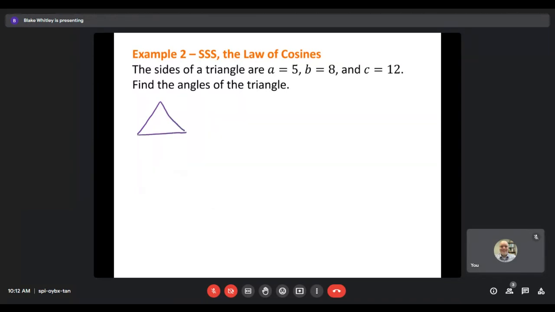And so it really doesn't matter, I'm not drawing this to scale. So we have A, B, and C. Side A should be 5. Side B should be 8. And side C should be 12.